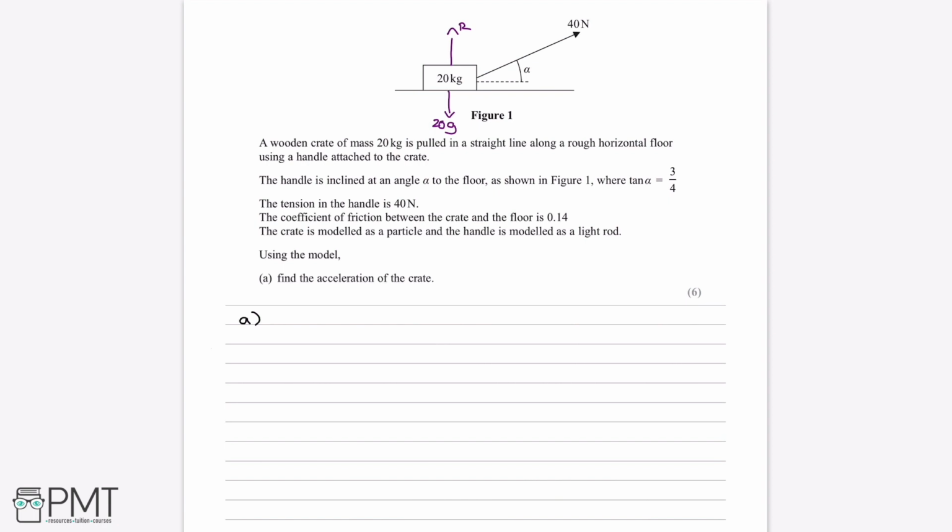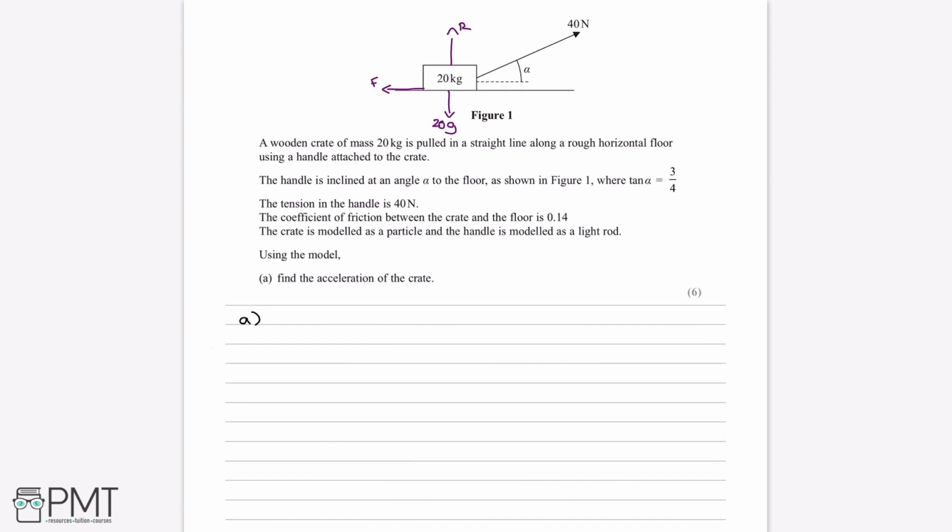We're also told that there's a coefficient of friction and that the floor is rough, which both tells us that there is a frictional force, and if the crate is moving in the direction of this arrow, then the frictional force must act against that. So if we say that it acts in this direction, and if we just call it F for now, again, we do not know it just yet.